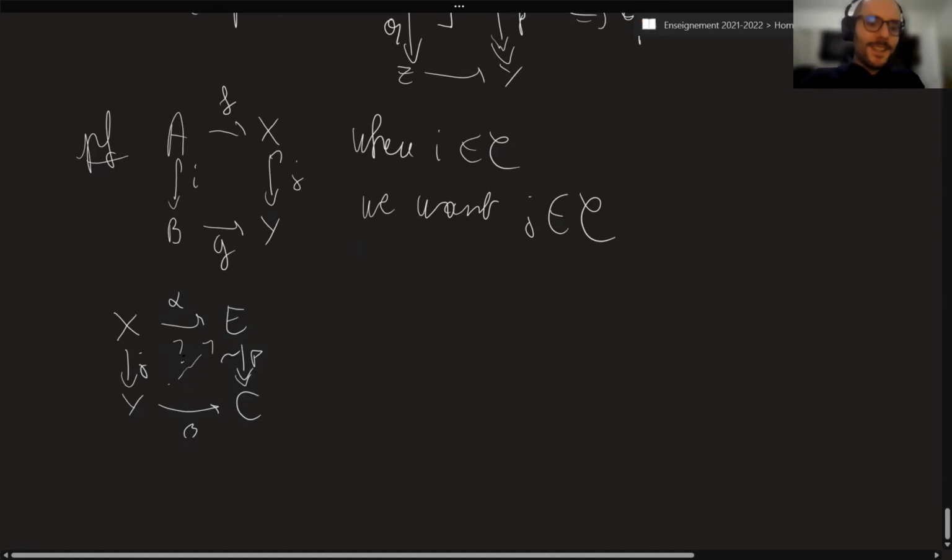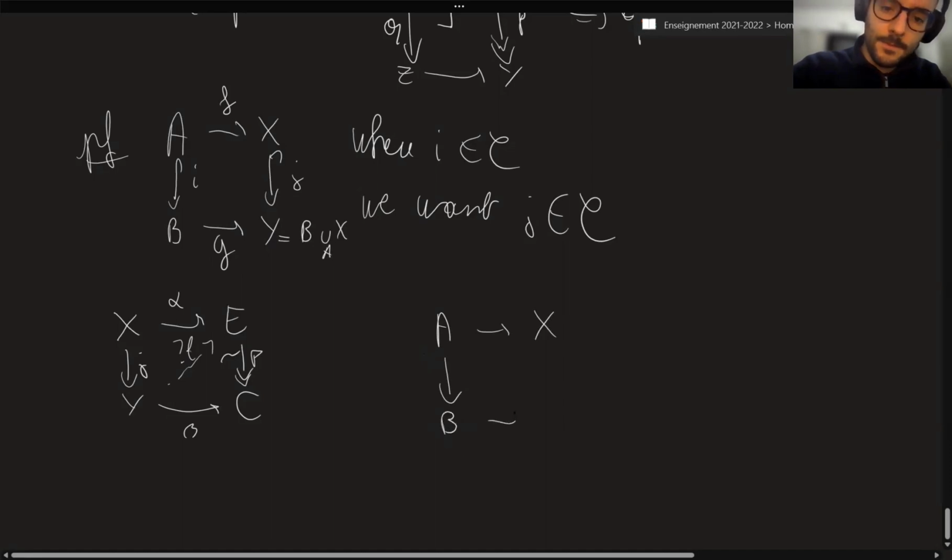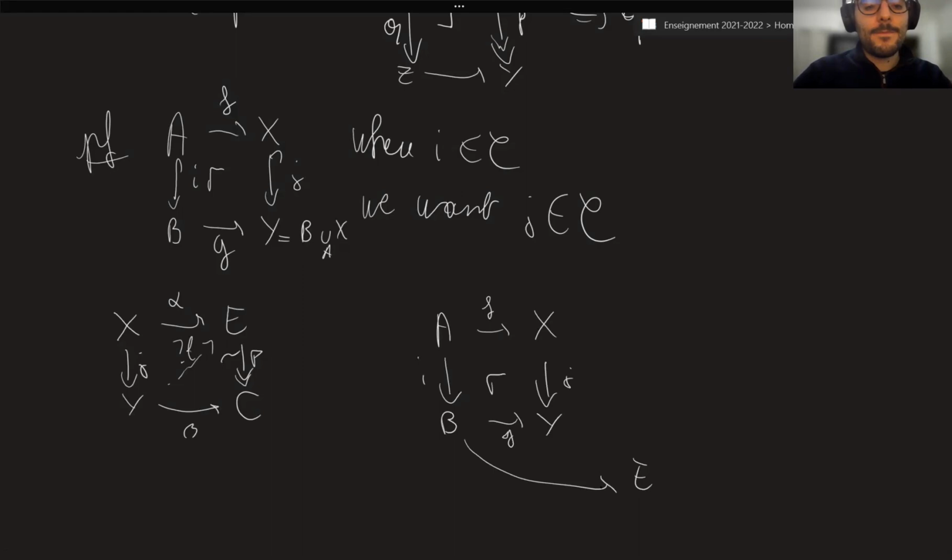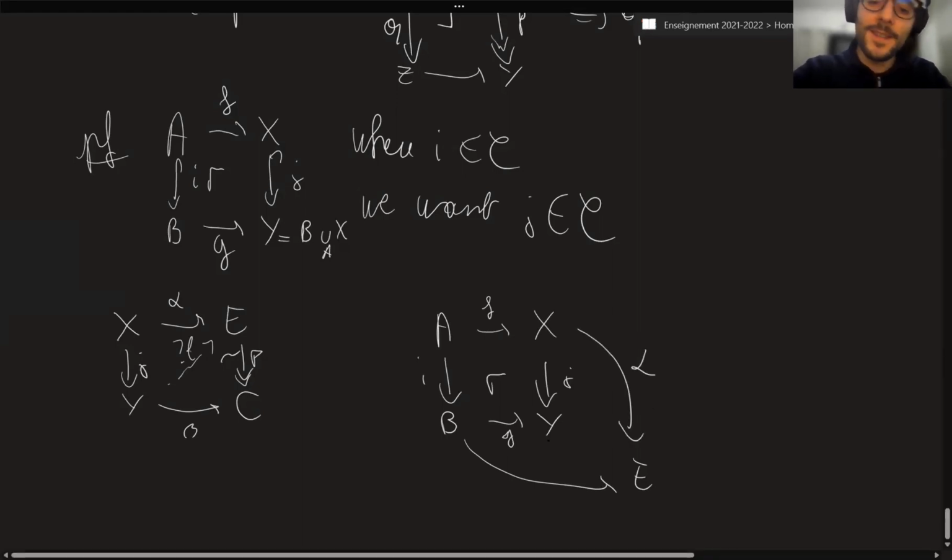Is there a lift? How do we define a lift? Well, this is a push-forward, like an amalgamated sum, so it's B cup X over A. To define the lift, we need to define a map from B and a map from X which agree on A. We want to define a map into E. From X into E, you just take alpha. But you want to define the map from B into E. So how do you go about it?